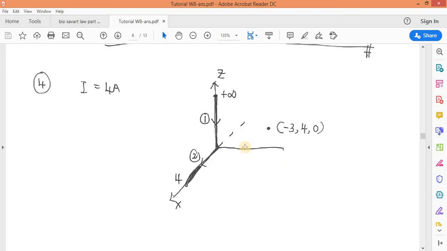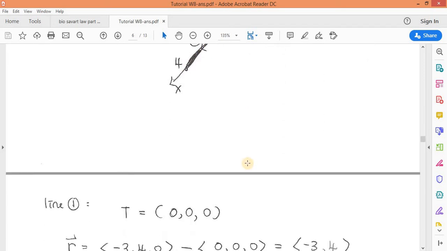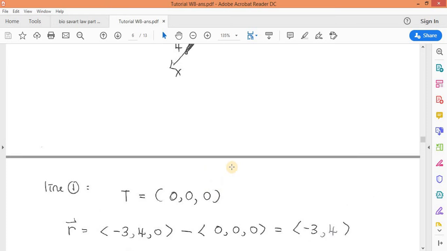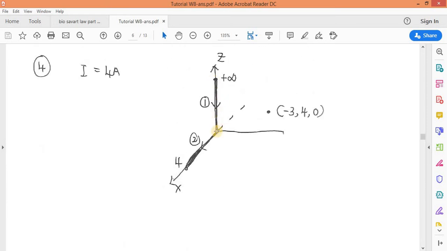So for this case, you have to split your current filament into 2 sections, that is section 1 and also section 2. Even though it is the same current filament, for this case you have to split it because they are in different directions. So for line 1, it is a semi-infinite line. You know where the point you stop is, and you don't know where the point you start is. This is a semi-infinite line.